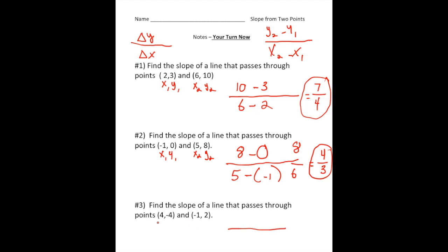Last but not least, here we go. For this one, again, this is going to be x1 and y1 and x2 and y2. So 2 minus negative 4, over negative 1 minus 4. So 2 minus negative 4 is going to be 6, over negative 1 minus 4, which is negative 5. So the slope of this graph is going to be negative 6/5.